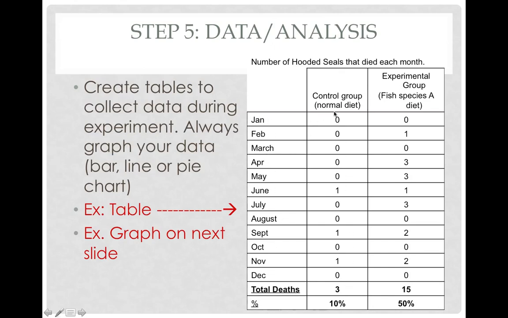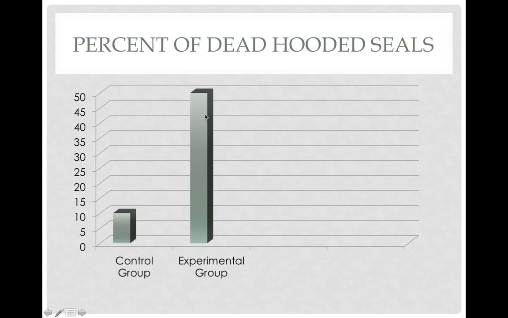So the control group, the normal diet, experimental group, fish species A diet. You can see the number of hooded seals that had passed each month, and then I totaled those deaths down here, and then I got a percent. So only 10% of the hooded seals in the control group, or that were getting fed the normal diet, passed, whereas 50% passed in the experimental group. And then I've got a data table, very simple. There's my title, here's my x-axis, and then my y-axis again. There should be a label right there with number of deceased hooded seals, or percent of deceased hooded seals.